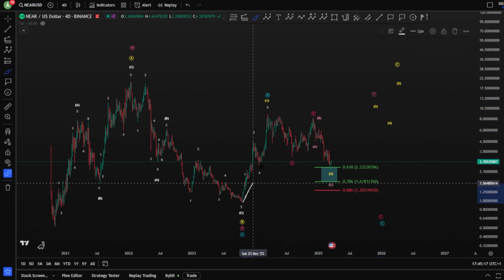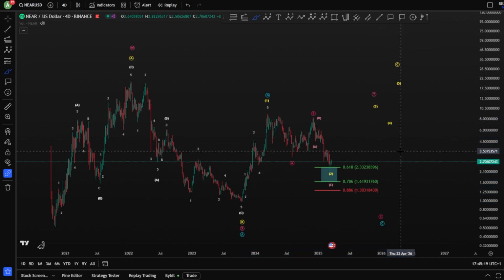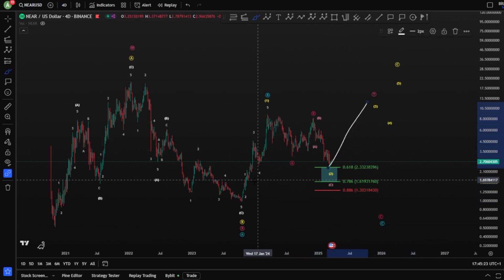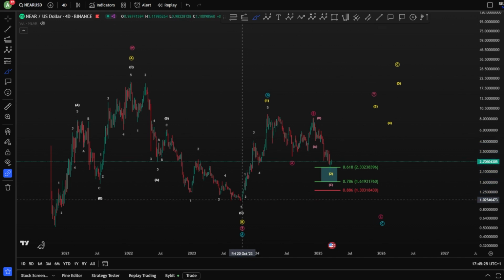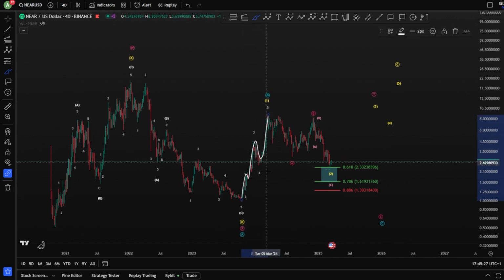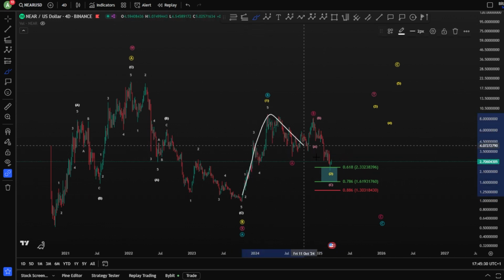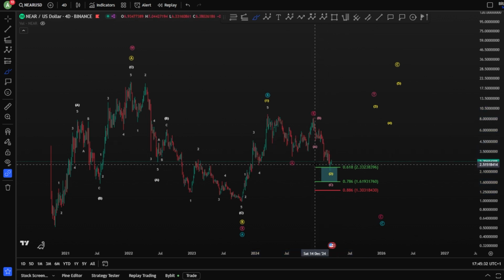Here, of course, in case we are in a wave Y, it has a lot of possibilities of how it might unfold. Now, the highest possibility is, of course, in case we have 1, 2, 3, 4, and a 5 here, a possibility for a zigzag, which is the highest.